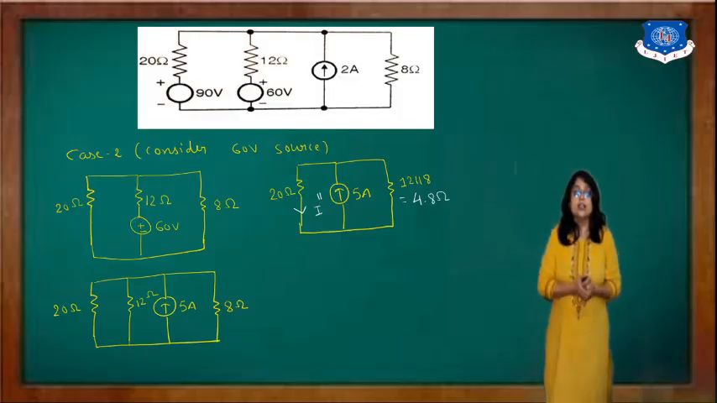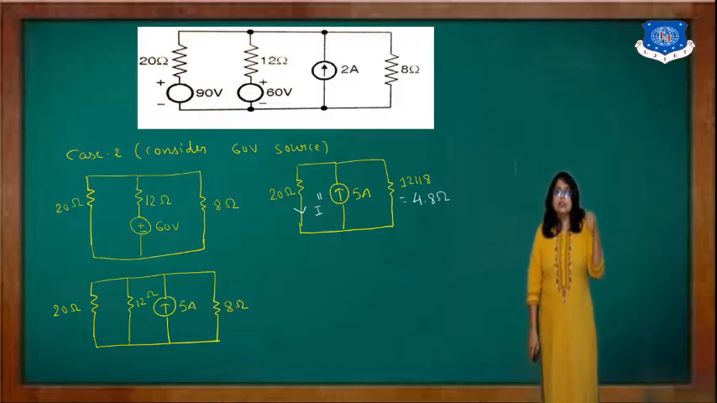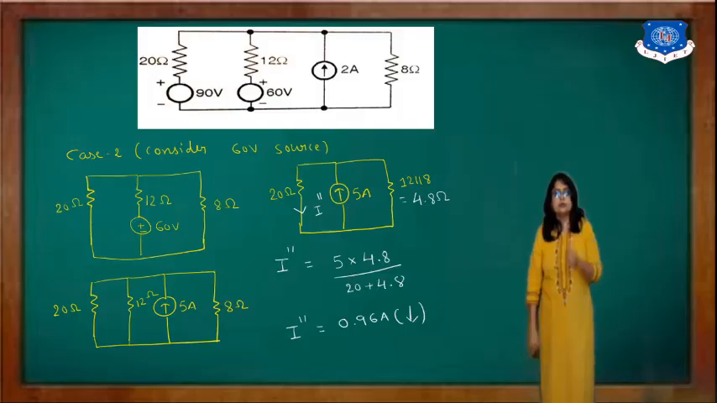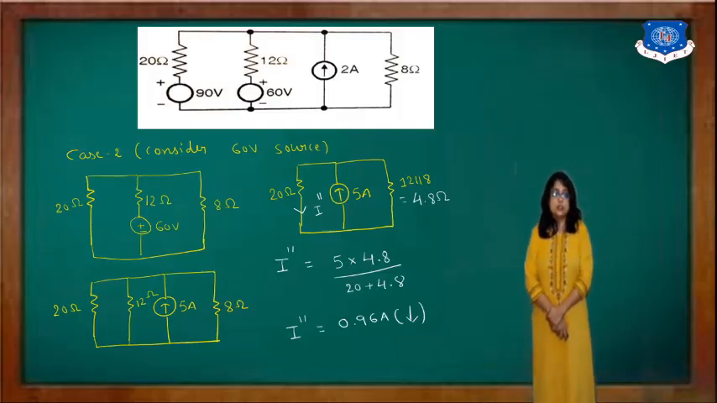Here you can use the current divider rule. So the value of I double dash. See, earlier we considered that current as I dash. Here we will consider it as I double dash. So what is the equation of the current divider rule for I double dash?